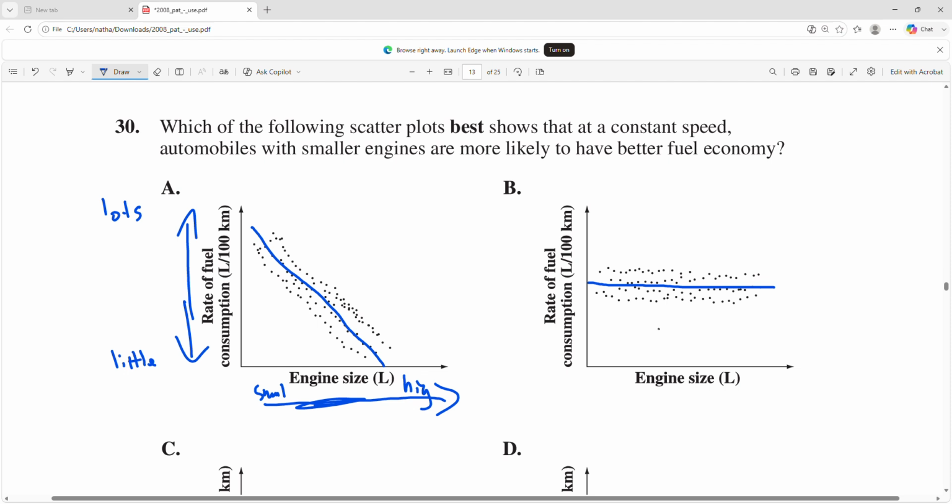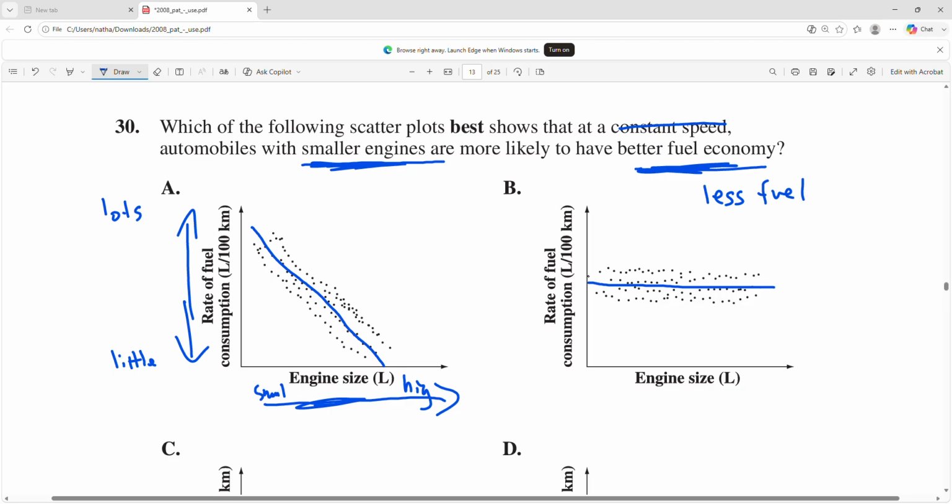Okay, so don't worry about the constant speed part. It's just telling us that everything has to be running at the same speed. It's extra information in this one. What's important is we're comparing the engine size to how much fuel it uses. Fuel economy is saying how good a car is at saving fuel. So it's asking which graph best shows that small engines have better fuel economy, meaning that they use less fuel.